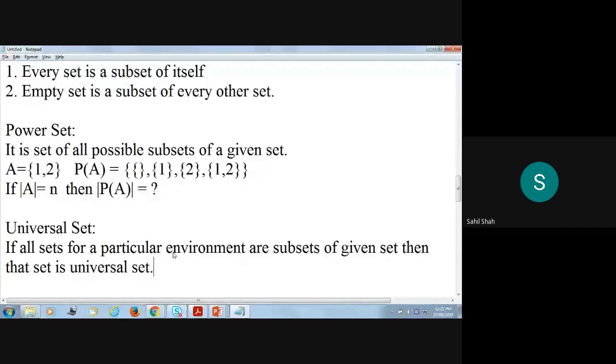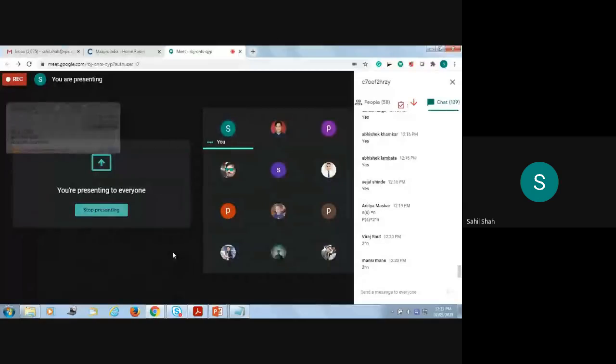For example, if I am saying let SE computer denote the set of all second year computer engineering students, then the universal set will be the set of all students of VPKB8. Obviously SE computer students will be a subset of students of VPKB8, so that particular set will act as a universal set. It is denoted using symbol capital U. It's also known as universe of discourse. Is it fine?